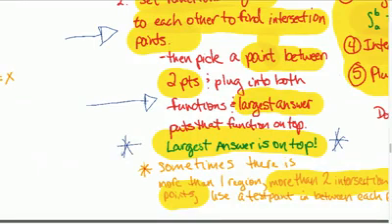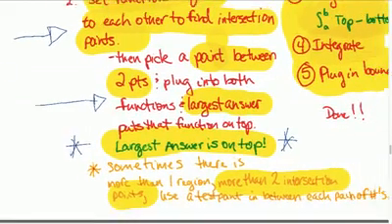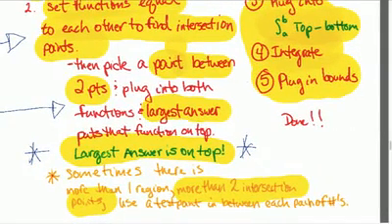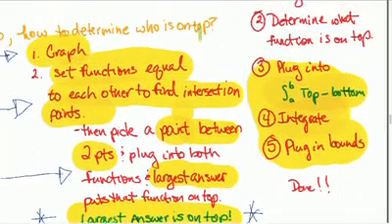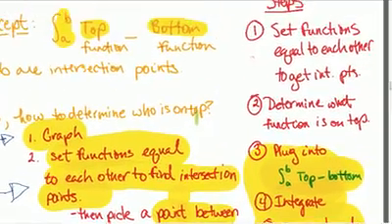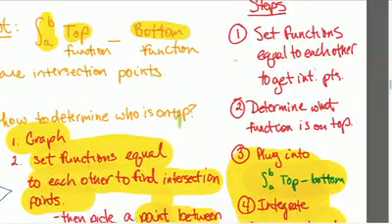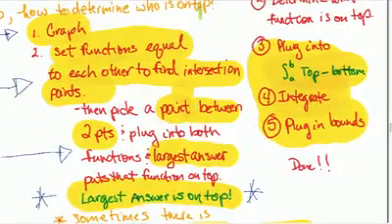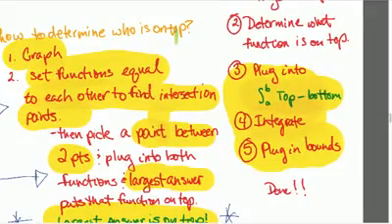Okay? If there's more than one region of interest, if there are multiple intersection points, then plug in more than one test point. So find your intersection points, determine which one's on top, plug into the formula, integrate, and plug in bounds. Okay? So let's look at these examples now that we recapped.